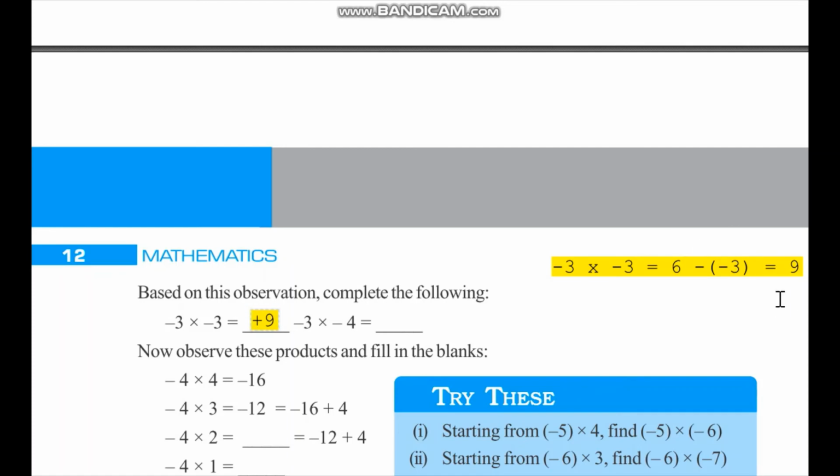Similarly, for the next one, in order for us to find out minus 3 times minus 4, the same way we apply here, we take this 9 down, and then we take away another minus 3 from it. Because minus of minus is plus, we are going to end up with 12. Let me move this a little bit to the left so you can see. Yeah, so the answer is plus 12.